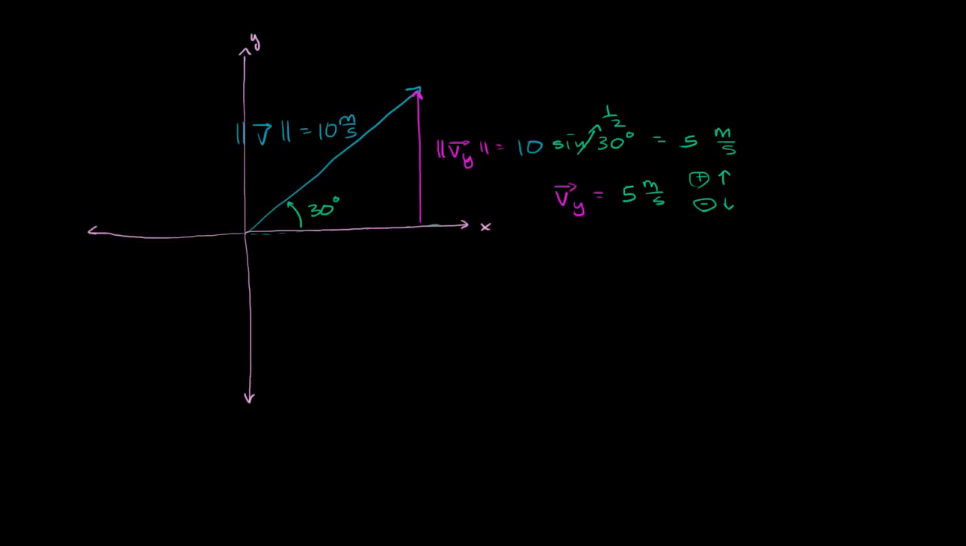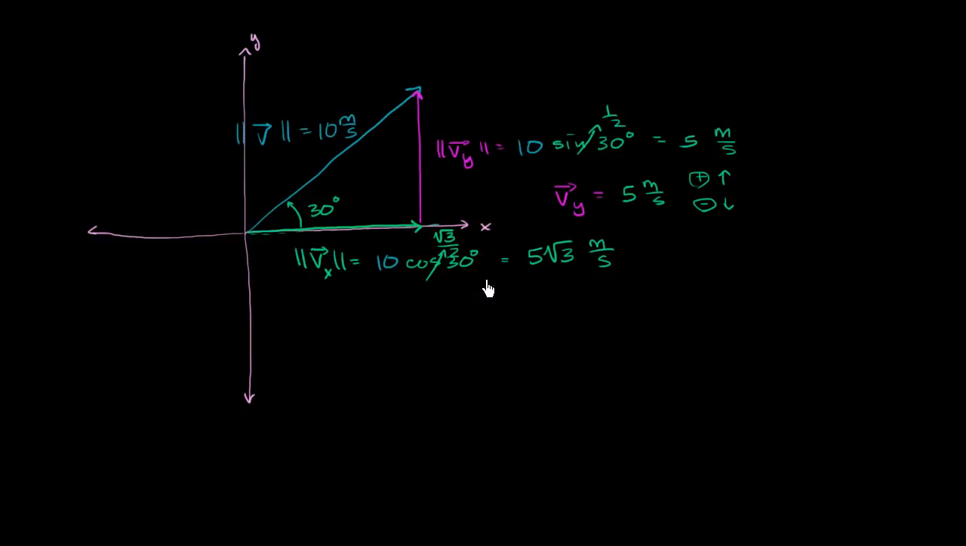And so we had the same issue when we talked about the horizontal vectors. So this horizontal vector right over here, the magnitude of this horizontal vector is going to be 10 cosine of 30 degrees. And once again, it comes straight out of basic trigonometry. Cosine of 30 degrees is square root of 3 over 2. Multiply it by 10, you get 5 square roots of 3 meters per second.